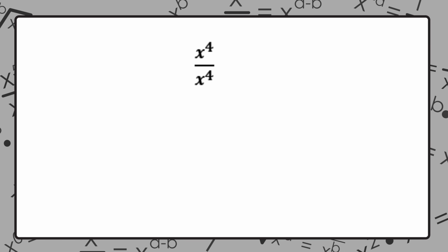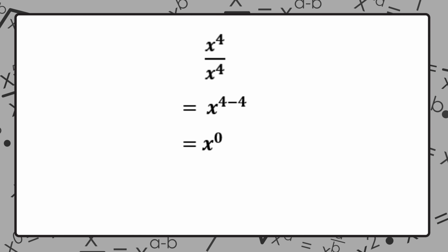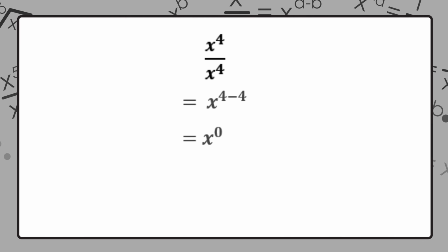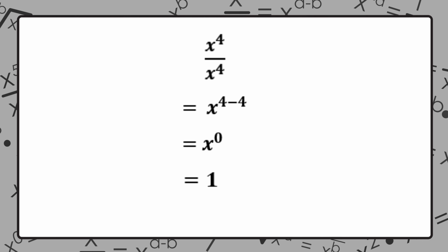In practice, you might see a sum like this: x to the power of 4 over or divided by x to the power of 4. According to our laws of exponents, because the bases are the same, for division, we're going to subtract the exponents. X to the power 4 minus 4 gives us x to the power of 0. As per our new law, everything to the power 0 is 1.